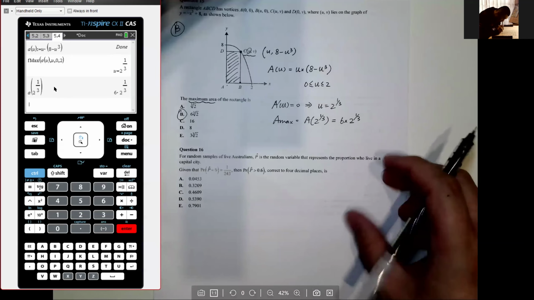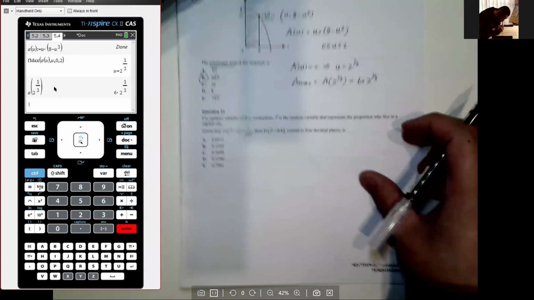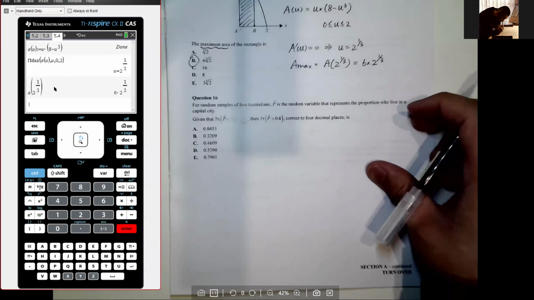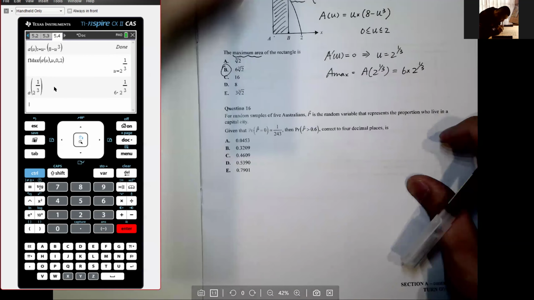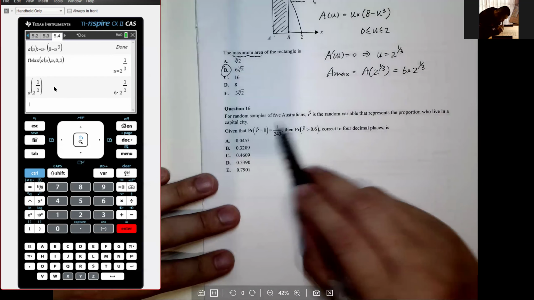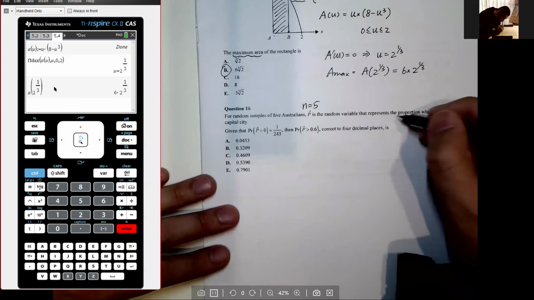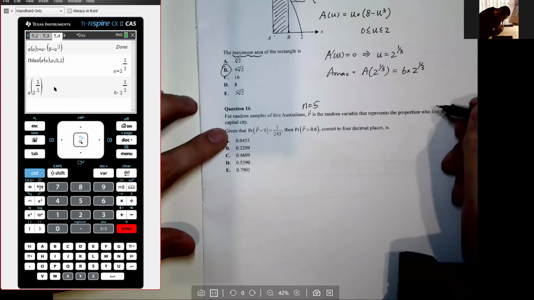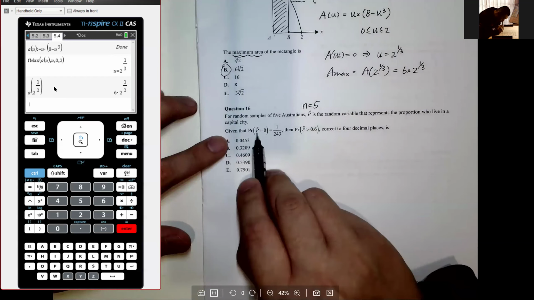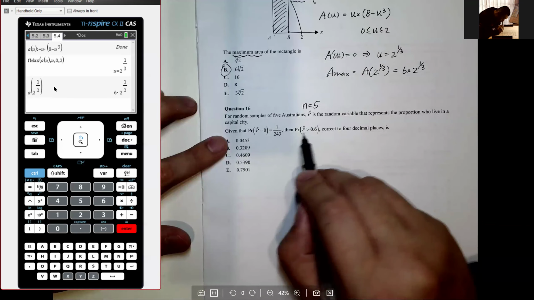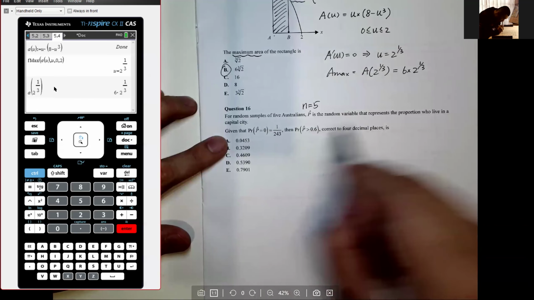All right, let me just zoom in a little bit for this question 16. It's a bit blurry. For a random sample of 5 Australians, n equals 5, P hat is a random variable that represents the proportion who live in the capital city. Given that the probability P hat equals 0 is 1 out of 243, find the probability P hat greater than 0.6.